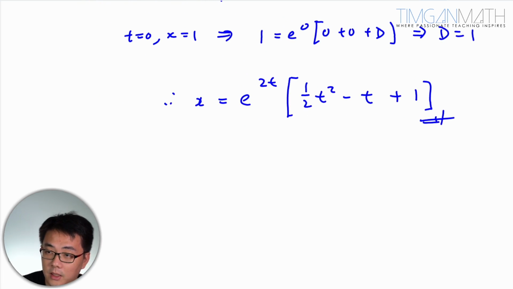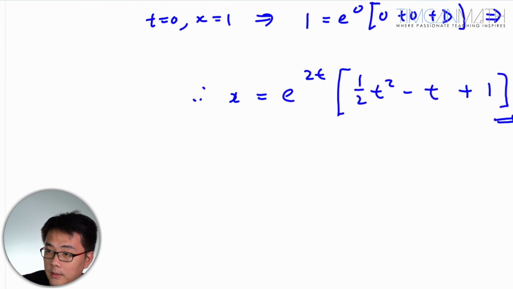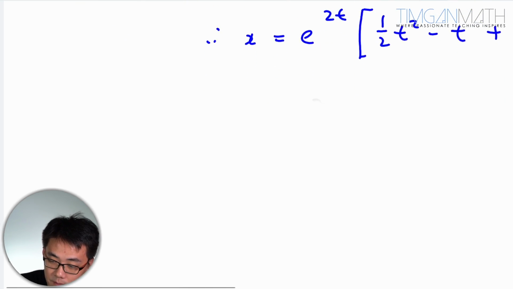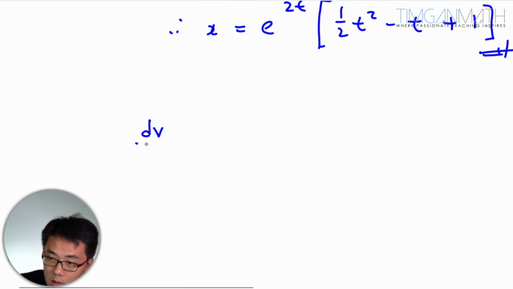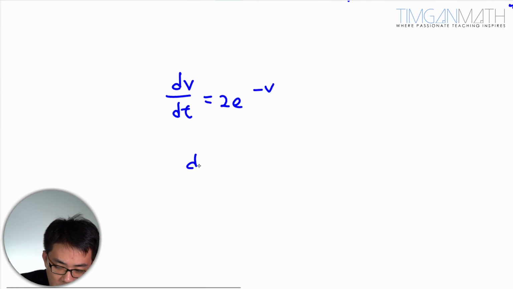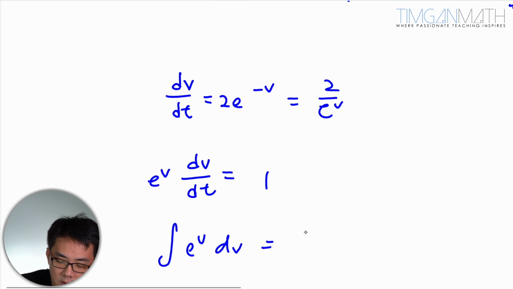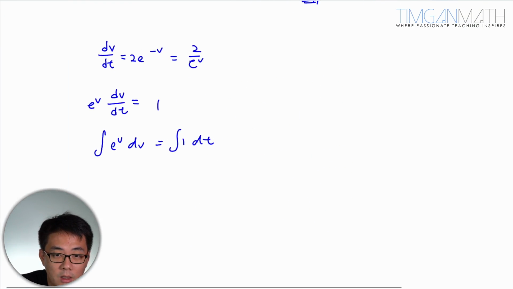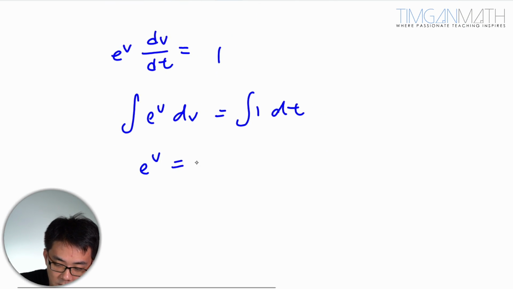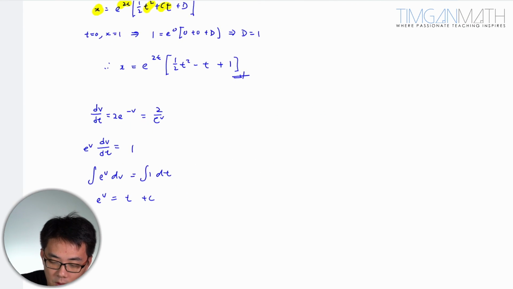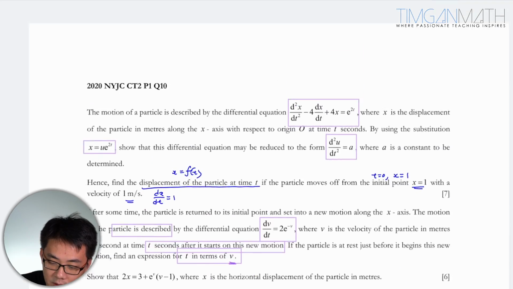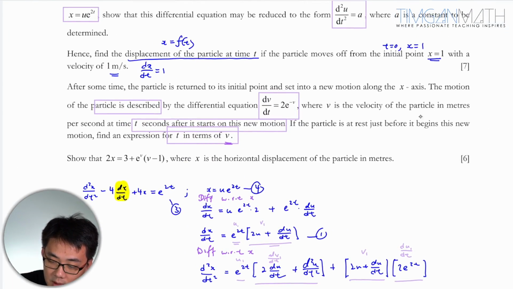dv/dt is actually just 2e^(-v). So this is separable form. This is actually 2 over e^v, so this is e^v. So this is separable, e^v dv equals 1 dt. Okay, so once done, this will be e^v equals t plus c. There you go. Great. So what we need now is the particle's motion.